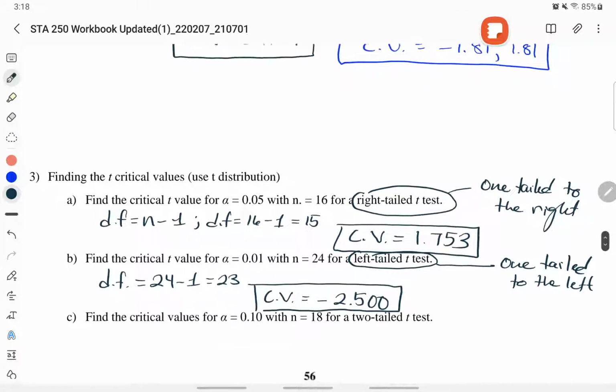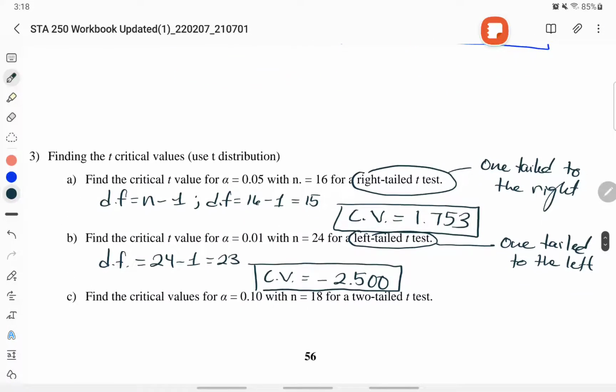And last, but certainly not least, find the critical values for an alpha equals 0.10 with the sample size 18 for a two-tailed t-test. Let's find our degrees of freedom, which is the sample size minus 1. So that's going to be 17. And now let's find the critical values. Because it's a two-tailed test, it must be negative and positive.